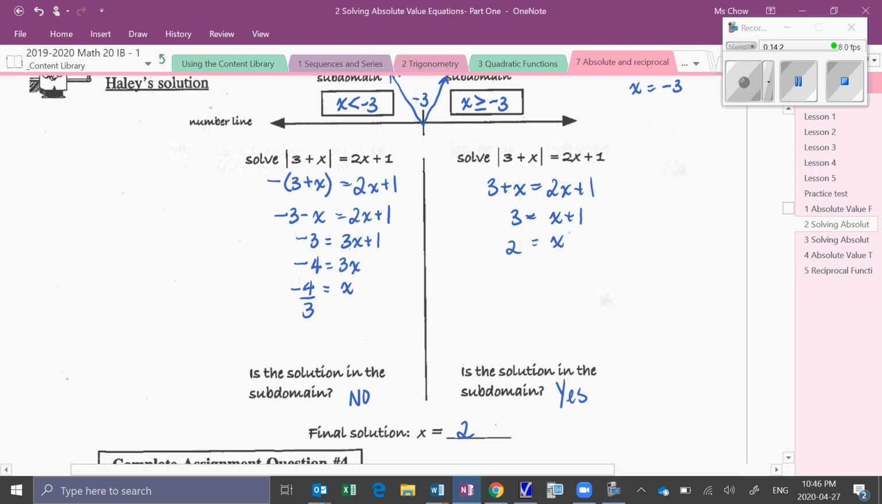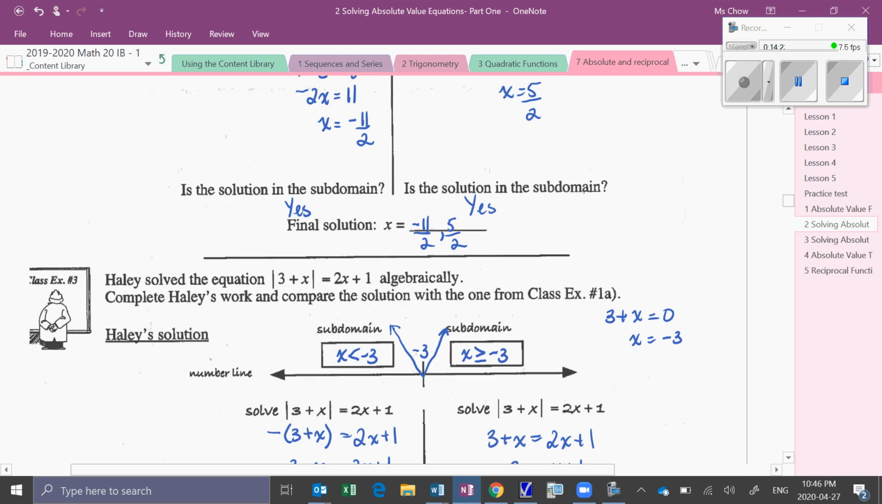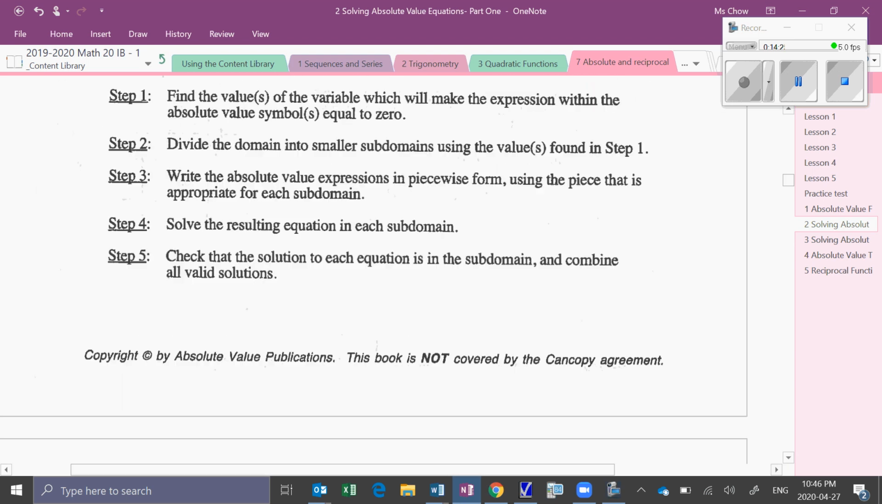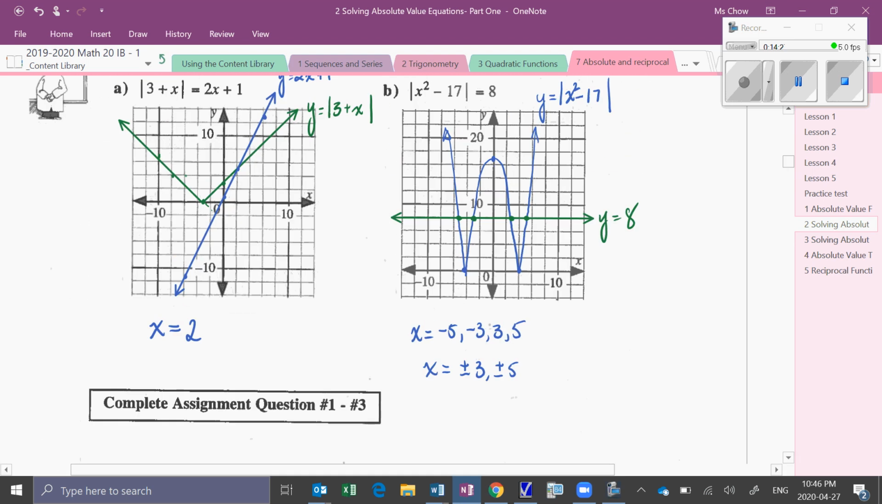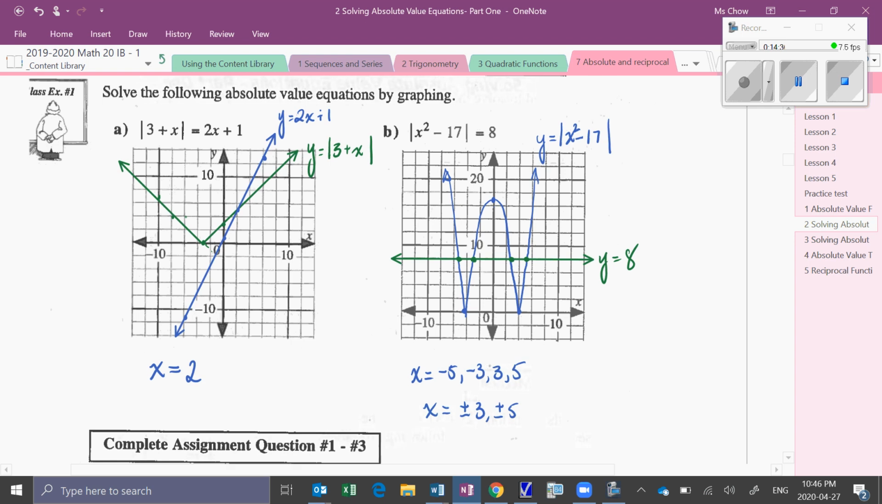So if we go back up to the graph of this particular question. So there it is in this example 1a, the absolute value of 3 plus x equals 2x plus 1. So remember, we're looking at the subdomain when x is less than -3, so this green arm right here. So remember, that particular equation was -x minus 3 equals 2x plus 1.